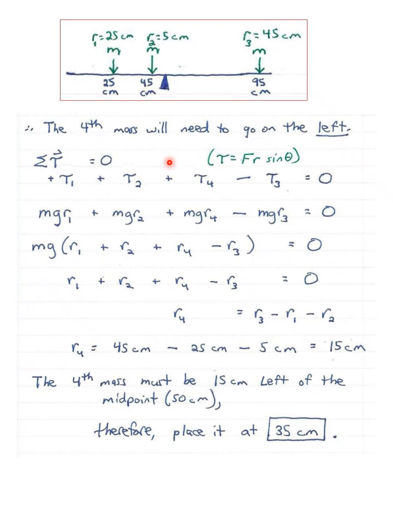Okay, so guessing that it's on the right, I would have made this a minus sign, and what we would have found, if you work through all that math, is R4 would be negative 15 centimeters. And so we would have to interpret it this way: making the assumption that that fourth mass is on the right, we would get a lever arm of -15. That would tell us that we guessed wrong. It's 15 centimeters away from the pivot, but on the other side, 15 centimeters to the left.